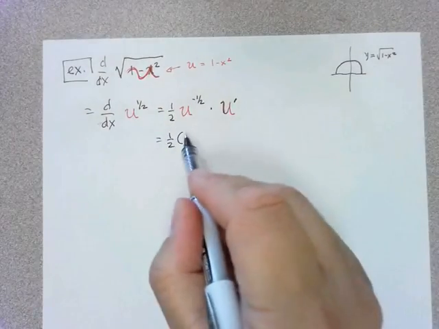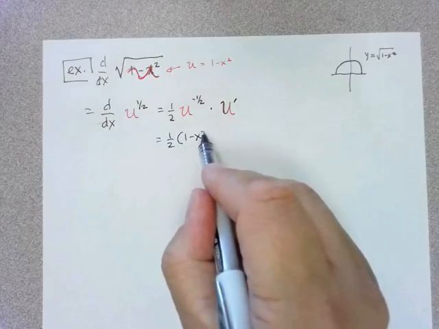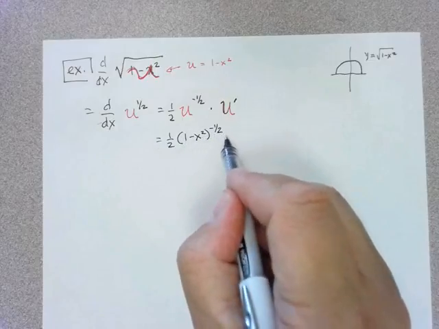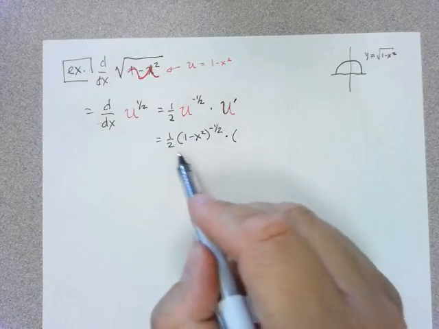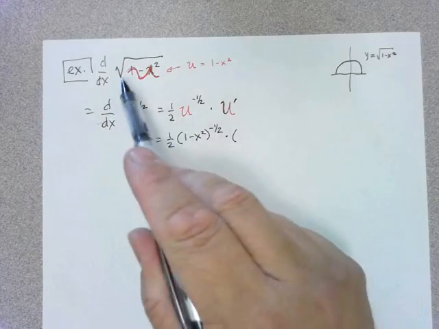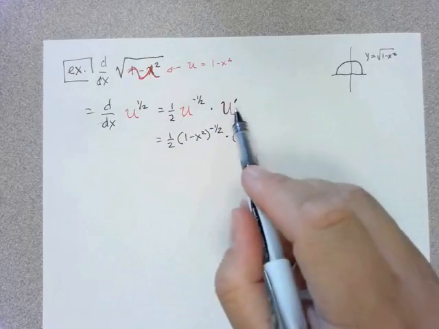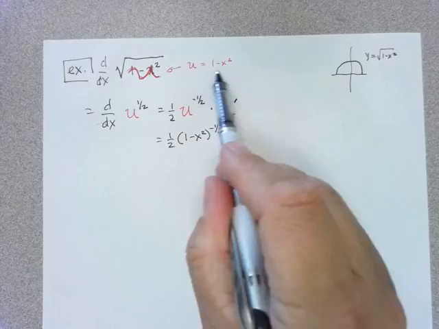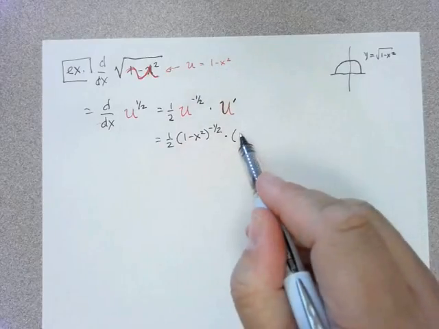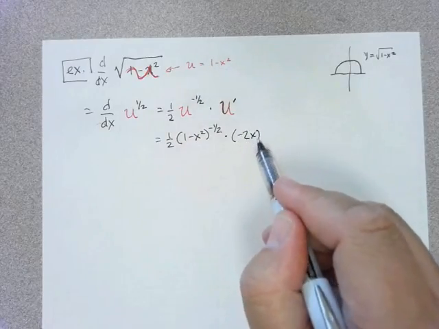1 minus x squared to the negative 1/2. That's just u, no derivative of u. This is just the derivative of u to the 1/2. Then I multiply by the derivative of u, and I can do that in my head. The derivative of 1 minus x squared is minus 2x.